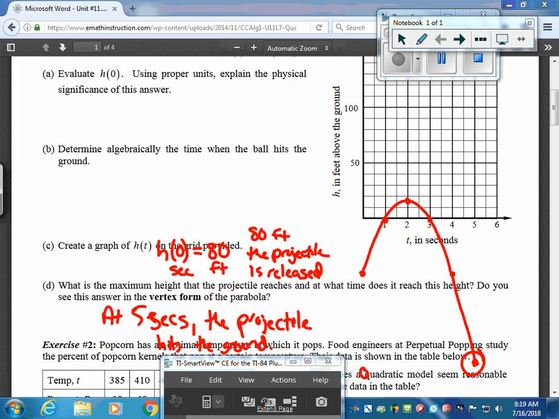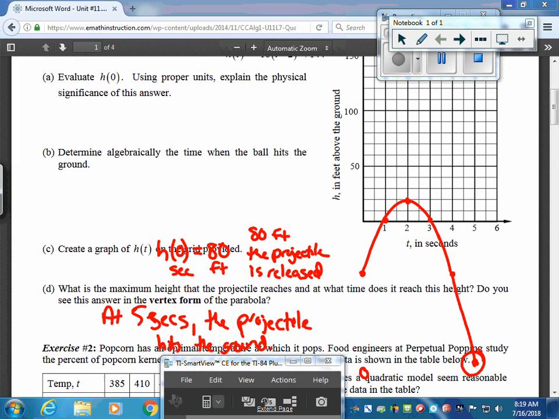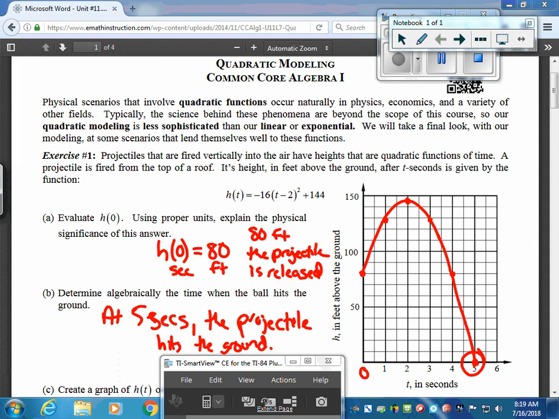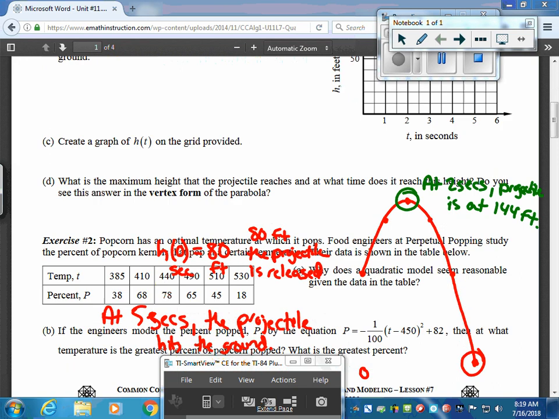And then for part D, it says, what is the maximum height of the projectile and what time does it reach that height? So moving back up, the maximum height would be our vertex in this case. And that vertex is at 2 seconds. The projectile is at 144 feet. So that kind of covers a lot of the main parts of this. And you'll see these on the Regents where they want you to use the table mostly. But they also might ask you to create a graph from it. So we're going to move down to exercise 2.